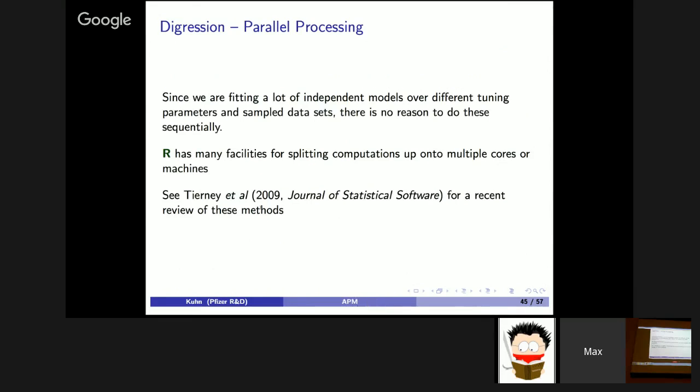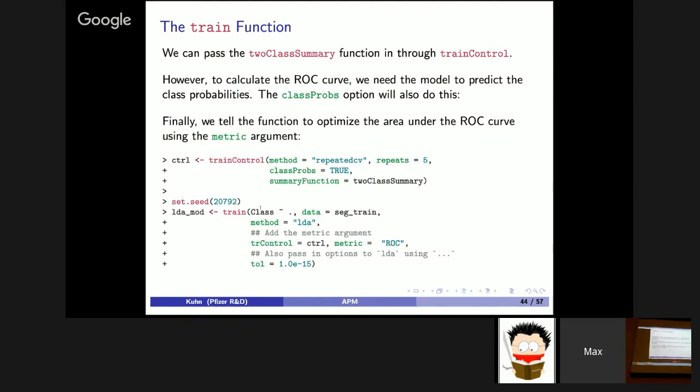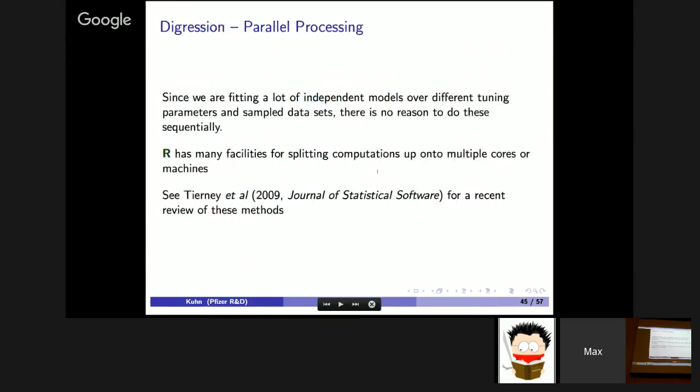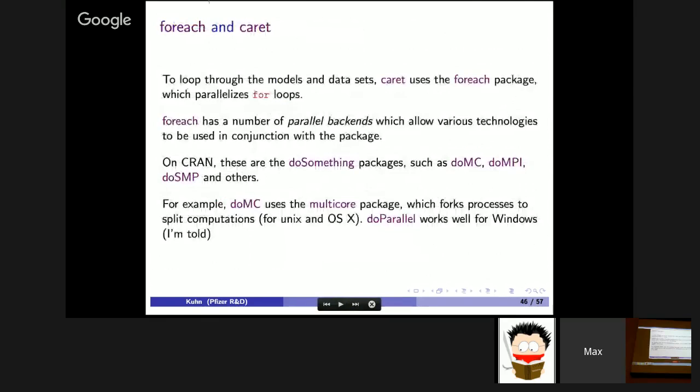Again, a little digression here. So parallel processing, we're fitting 50 different models here. We can break those up across different cores, like I mentioned. And what we can do is use the foreach package, and foreach is a way to parallelize for loops. We use that under the hood in caret. So if you don't want to do any parallel processing, you don't do anything extra, and you don't have to know how it works.